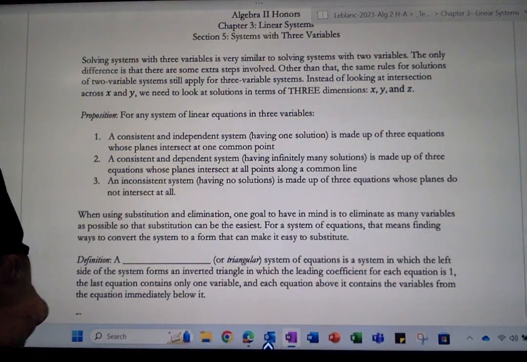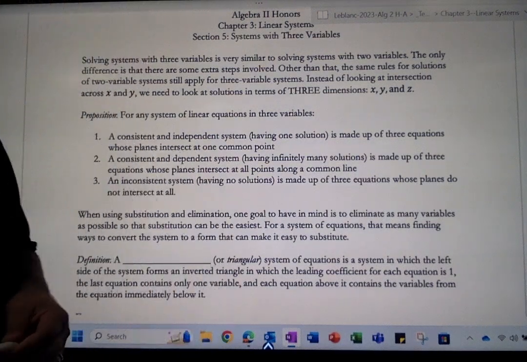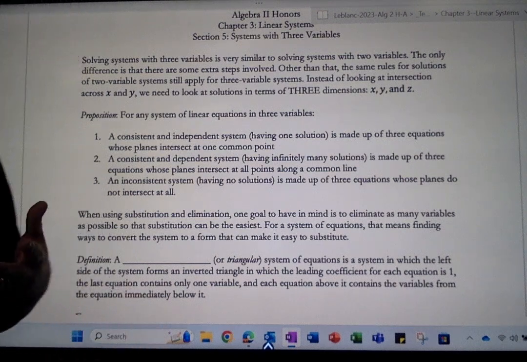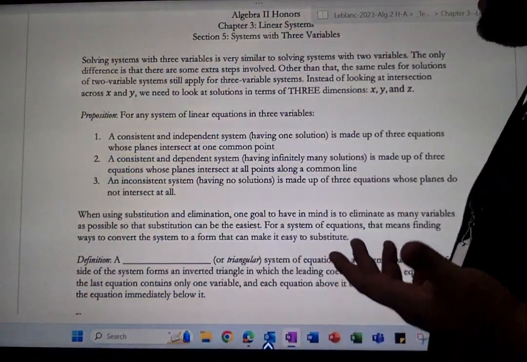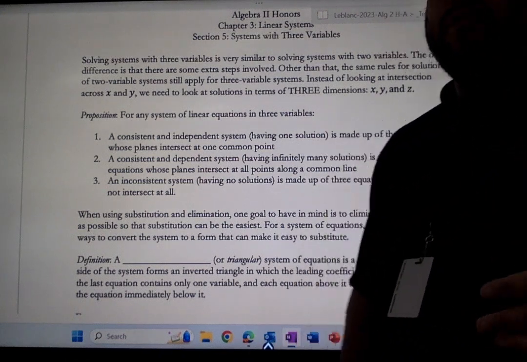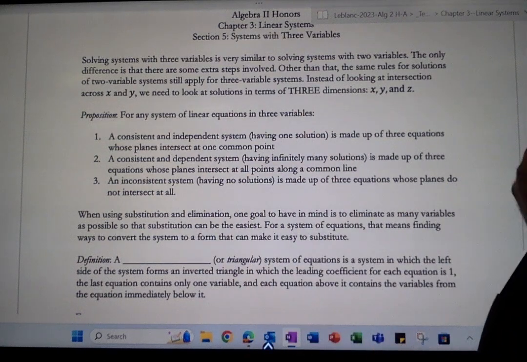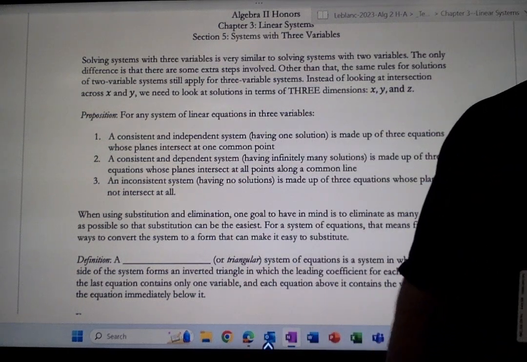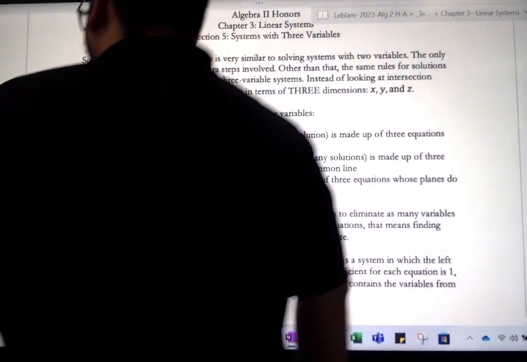So not only can we solve systems of equations that have two variables, we can also solve systems of equations that have three variables. Now, solving systems with three variables is very similar to solving systems with two variables. The only difference is that it looks different graphically, but there are also extra steps involved. Other than that, the same rules for solutions for two variable systems still apply for three variable systems.